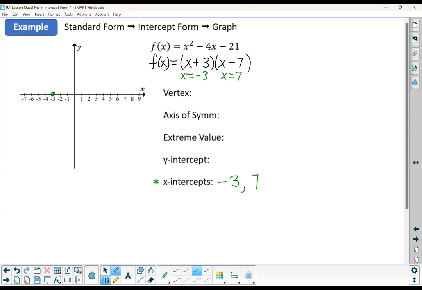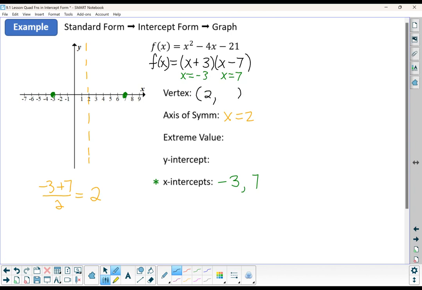So let's mark those, -3 and +7. Our axis of symmetry and our vertex are located exactly halfway between those. If you have a hard time seeing what that is, you can formally average the two. If we add them together and divide by 2, that gives us the average. That's 4 divided by 2, so that's 2. So our axis of symmetry is at x equals 2, and that is the x value of the vertex.